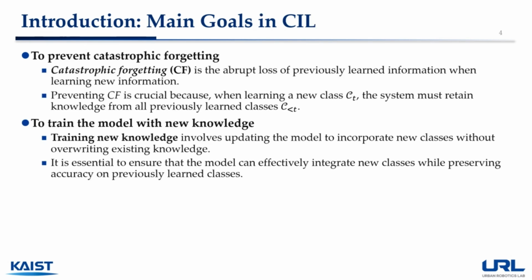Simply put, class incremental learning has two main goals. The first is preventing catastrophic forgetting. Catastrophic forgetting occurs when a model forgets previously acquired knowledge upon learning new information. This happens because the system needs to adjust parameters to accommodate new classes. Preventing catastrophic forgetting is crucial because losing previously learned knowledge undermines the whole purpose of continual learning.